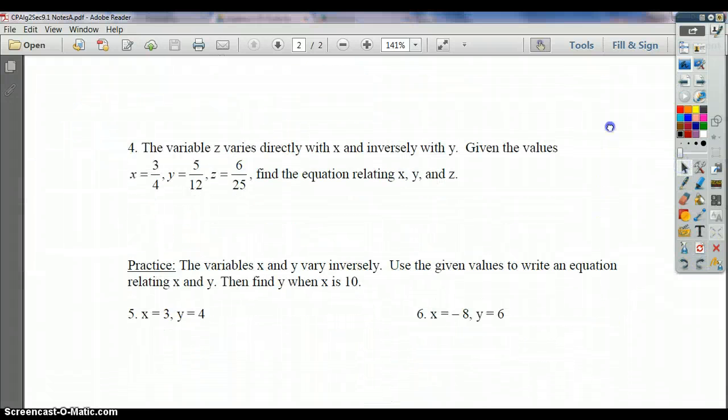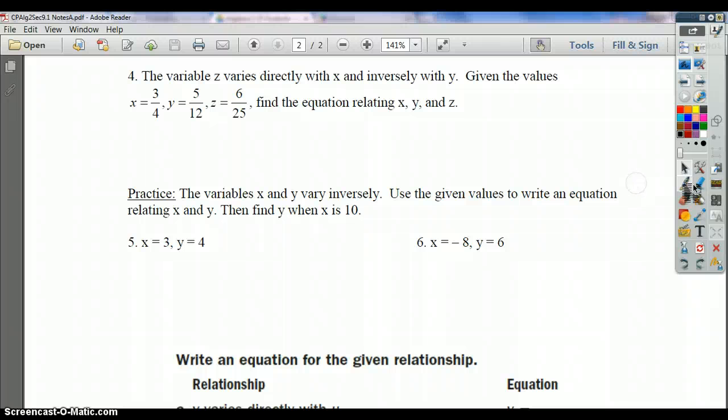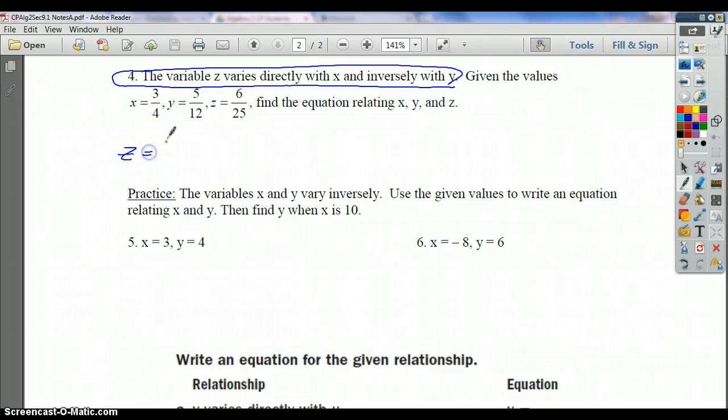All right, moving along here with number 4. The variable z varies directly with x and inversely with y. Okay, so let's make sense of this sentence. Z varies directly with x, that means k and x are on top. Inversely with y puts y on the bottom. Given the values, x is 3/4, y is 5/12, and z is 6/25, find the equation relating x and y.